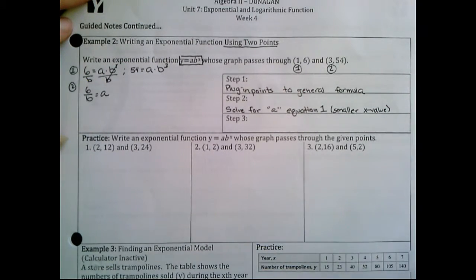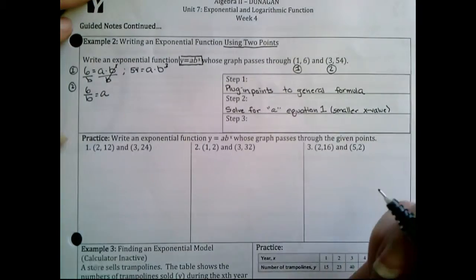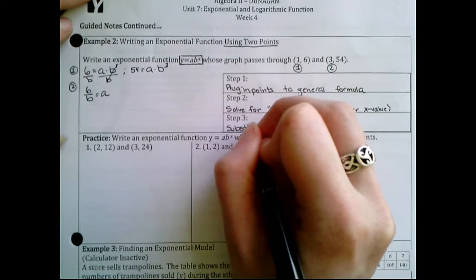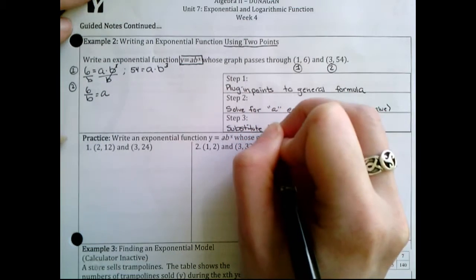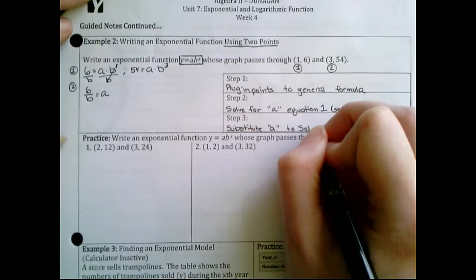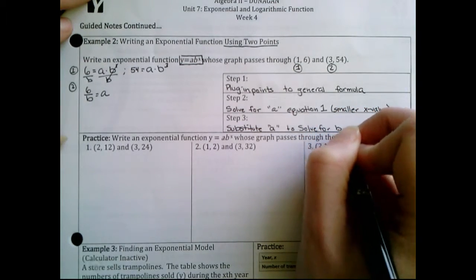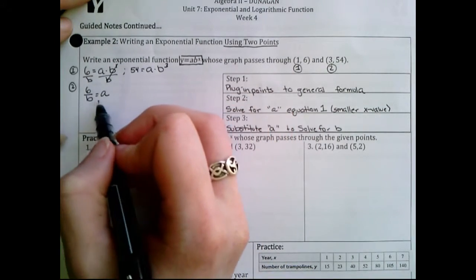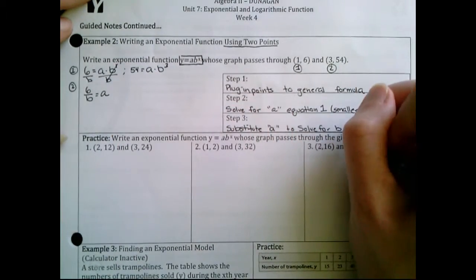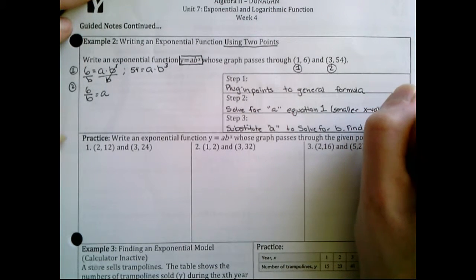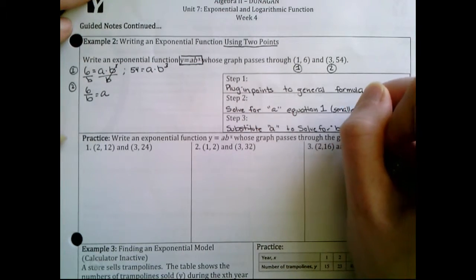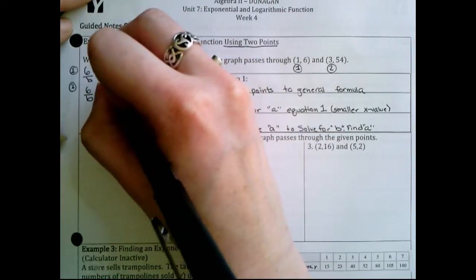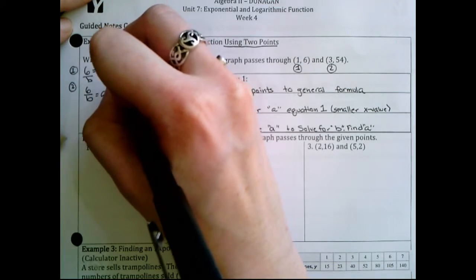So step 3, what we're going to do is substitute a into equation 2 and solve for b. The nice thing is that once we have our b value, it makes it really easy to find our a value because it's already in terms of b over here. So once we solve for b, find a. So plugging this in here, that's step 3.